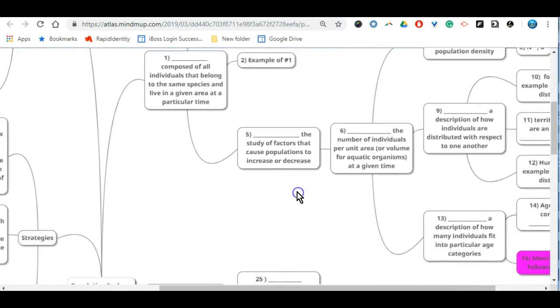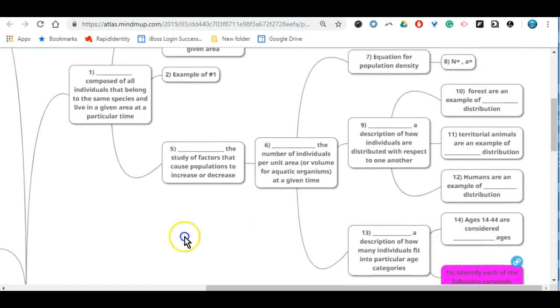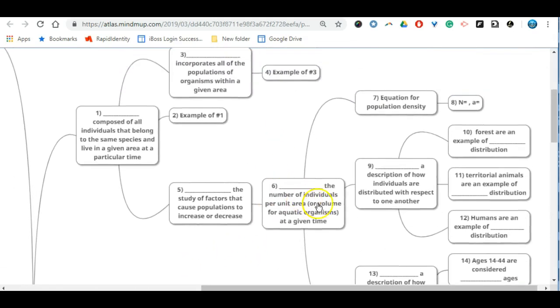All right, moving over to number 5. So this one is population ecology. It's talking about what increases or decreases the size of populations. Over here, number 6, this is asking about the number of individuals per unit area or per volume. We didn't do the aquatic stuff, but it works the same way. This one is population density. So how many are there in a given area? Usually kilometers squared. All right, moving over here, what is the equation for population density? That one is the population size divided by the area, typically given in kilometers squared.